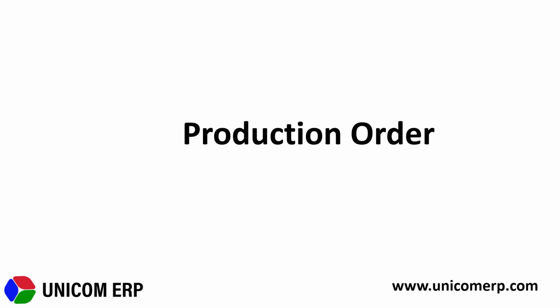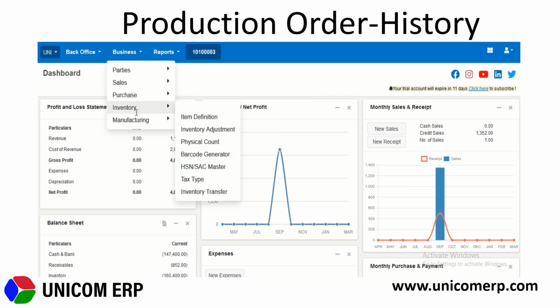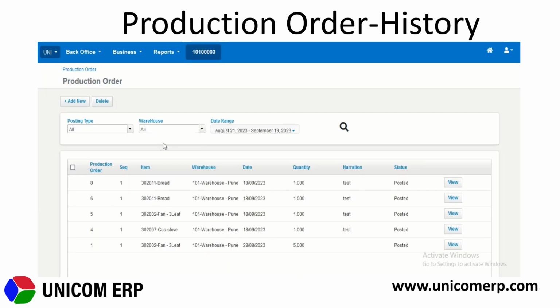Next we have to look at another key feature of manufacturing. That's production order. Production order in Unicom ERP is a document or instruction that authorizes the production or manufacturing of a specific quantity of a product within a defined time frame. To access the module, navigate to the business menu and select manufacturing. Then, choose production order from the options. This will display the production order history screen.